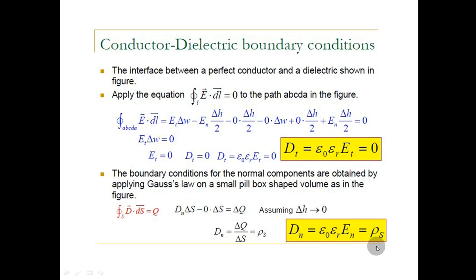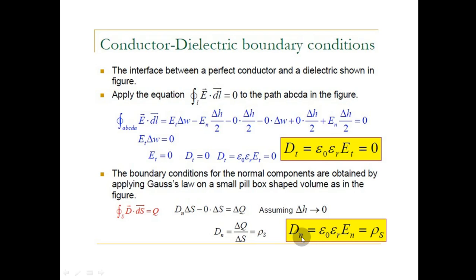Basically, in the case of a conducting medium, E is equal to 0. So as the electric field intensity is 0, the displacement vector will also be 0 in the case of a conductor. But as we know from the dielectric boundary condition, Dn1 minus Dn2 is equal to the surface charge density. But in the case of a conductor-dielectric medium, Dn2 is not present.